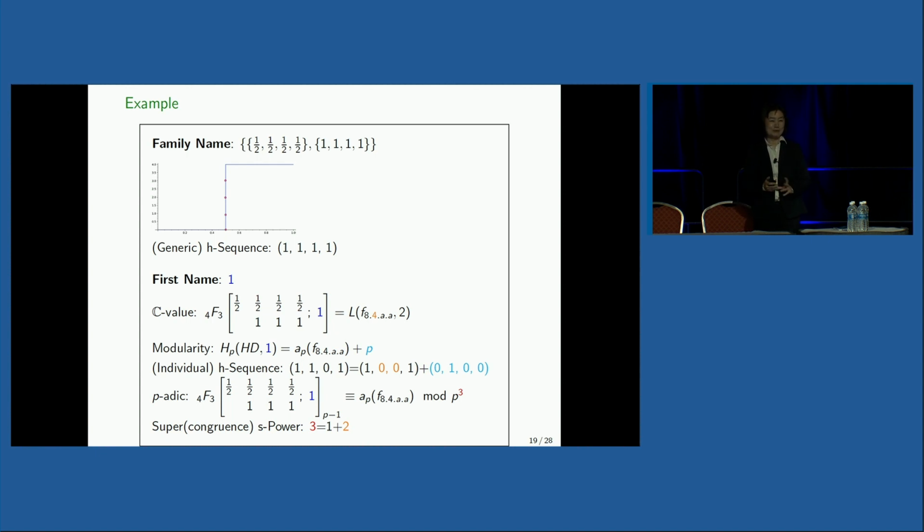Zagier computed the value of this tree. So Zagier evaluated this 4F3 with all the 1/2 on top and all ones down here at 1. Zagier told us that the value will be the L-value of a modular form, which is the 8.4.a.a we have seen, at value 2. And modularity is due to Scott Ahlgren and Ken Ono. They showed that if you evaluate a hypergeometric character sum at p, if p is odd, you will get the p-th coefficient of the same modular form again, plus p.